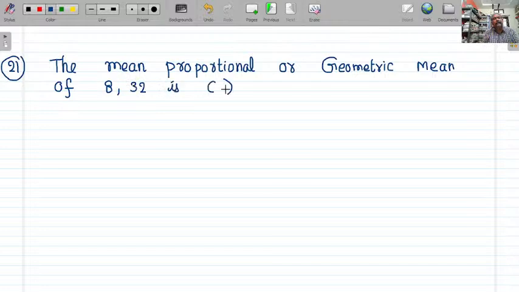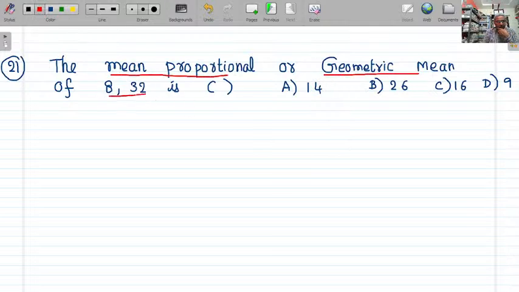is option A 14, option B 26, option C 16, option D 9. So which is the right option? The mean proportional, or geometric mean, between 8 and 32. So what is the answer?